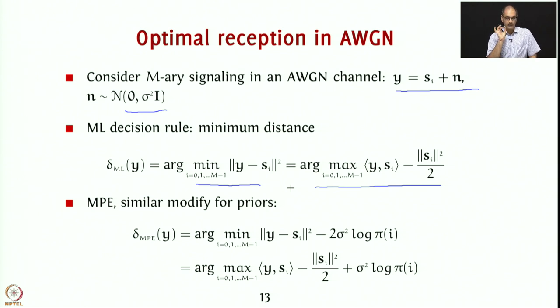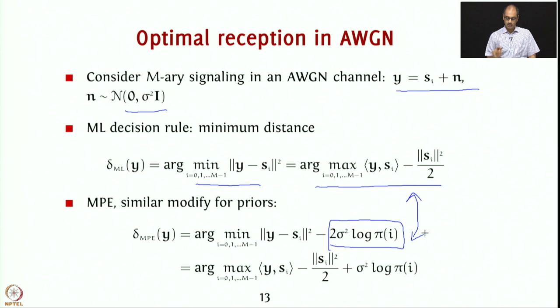For the minimum probability of error, the only difference is that when you write the likelihood function, the prior probability pi I also comes in, which is why you have this particular extra term coming in, and in the expansion also this will be there. If this log pi I is equal for all I, then this argmax is not going to depend on pi I, because pi I is something which is not dependent on I. Therefore, this will reduce to the ML. So the ML and minimum probability of error are equivalent under the case of equally likely transmitted symbols.